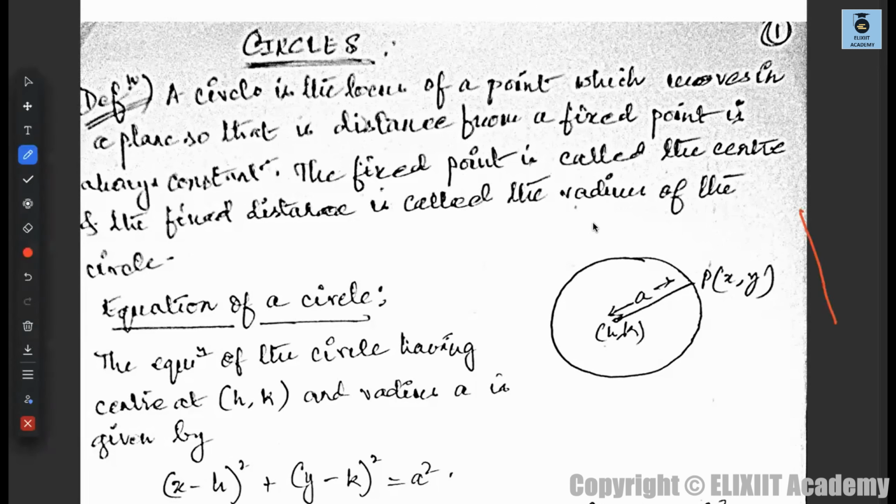So we have a fixed point. Let's say a fixed point is there. From a fixed point, you are moving at a certain distance. Let's say that distance is r. You are moving r distance. This fixed point can be given as, let's say, anything. You can take AB.